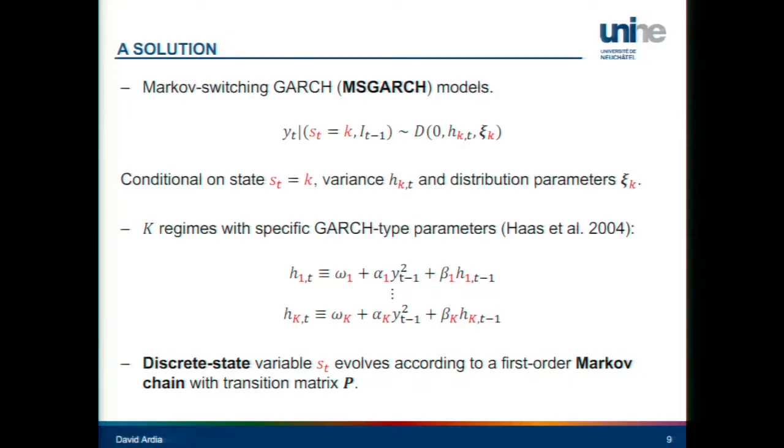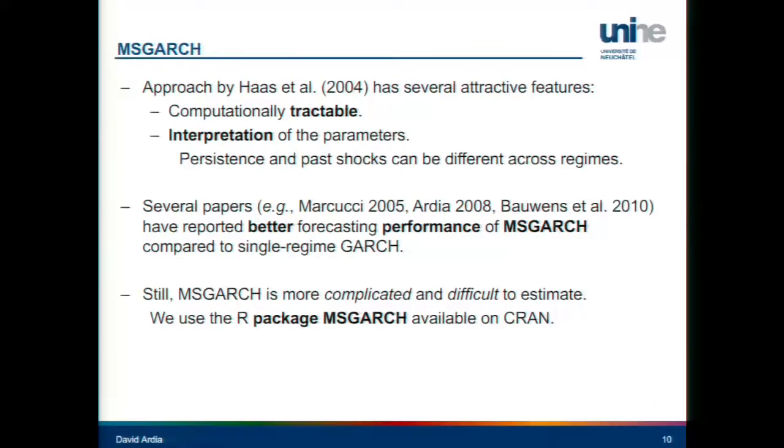Then you parameterize the Markov chain by a transition matrix, capital P. The approach by Haas et al. is very nice because it is tractable, i.e. you can estimate it by maximum likelihood. You don't necessarily need MCMC techniques, and then you have interpretability of the parameters. So in one state, you can see what the persistence is, what the leverage effect is, etc. And several papers have shown that it is important to account for those structural breaks, Marcucci, for instance, or Bauwens and others. They report better performance for this class of models.